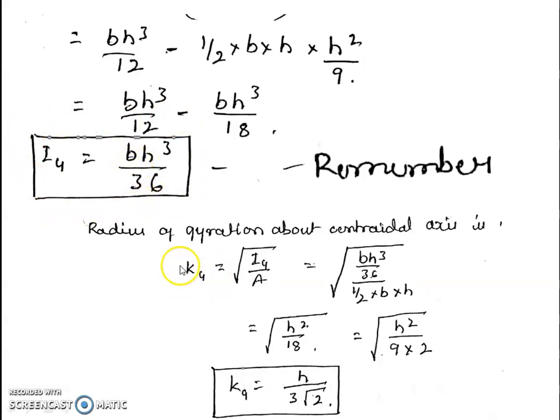Now from the radius of gyration definition, the radius of gyration is equal to the square root of the moment of inertia of the triangle about its centroidal axis divided by area. The moment of inertia of the triangle with respect to the centroidal axis is bh cube by 36, divided by the area of the triangle, which is half into base into height. Here I substituted. Then the equation reduces to this form, under the root h square by 18. Then the radius of gyration is given by h upon 3 root 2.